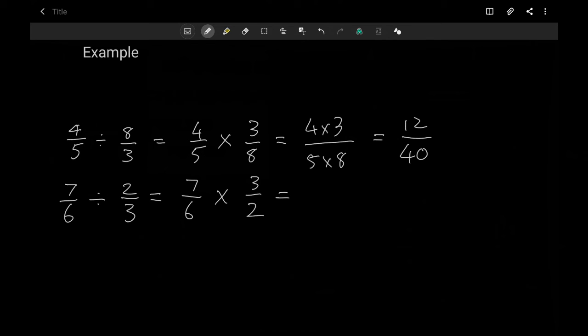Now it becomes a multiplication problem. Again, as you will recall, top times top, 7 times 3, bottom times bottom, 6 times 2. 7 times 3 is 21. 6 times 2 is 12. And there's your answer. Let's try a couple of more questions. What if we had 2/3 divided by 4?